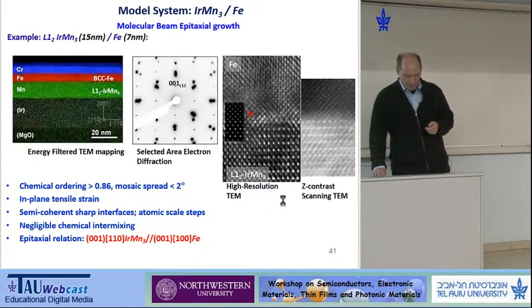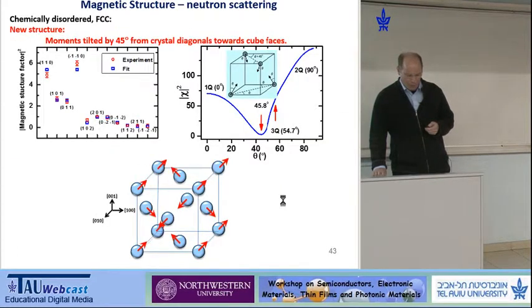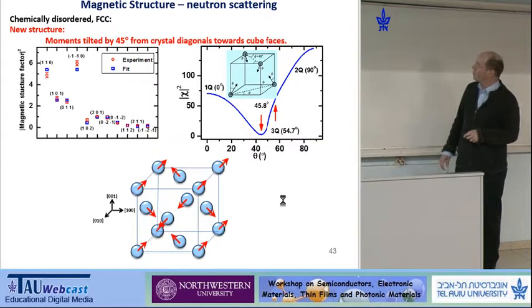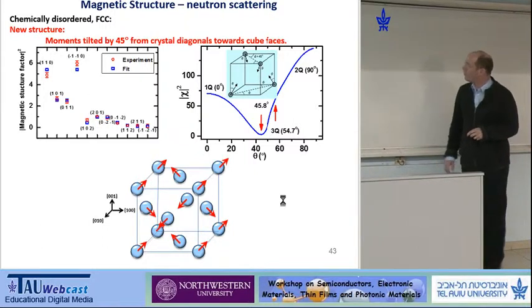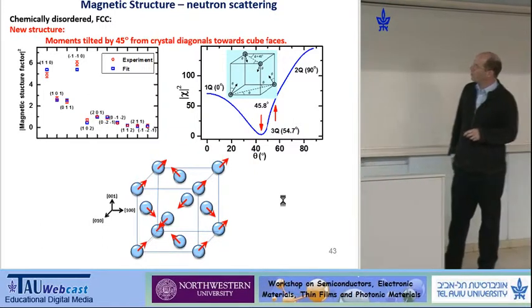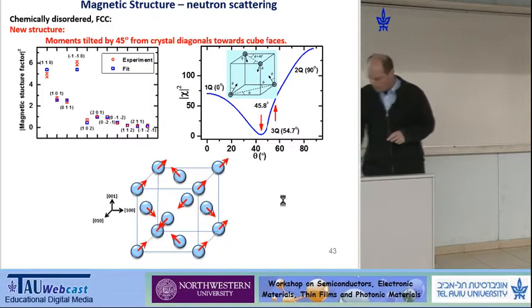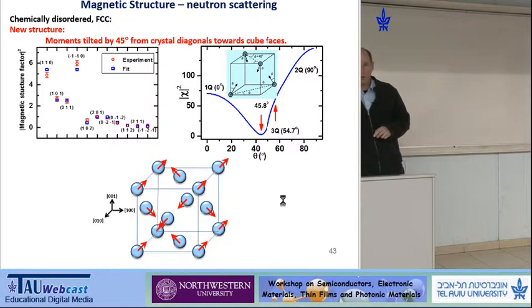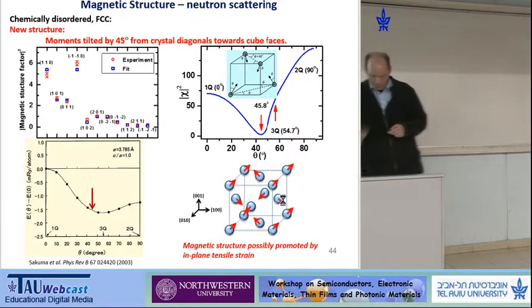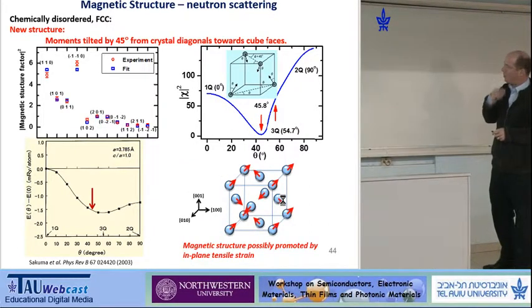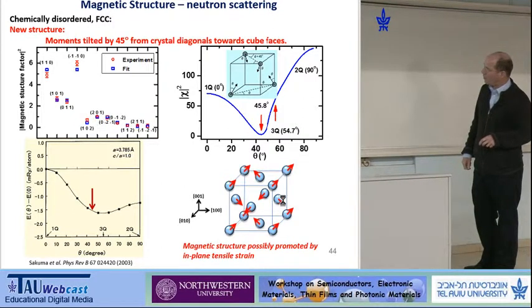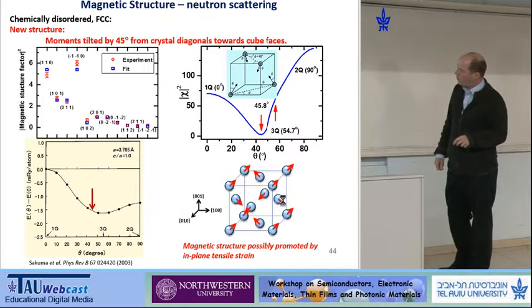So this is a case where we used neutron scattering in order to determine its structure. And we found for this chemically disordered FCC case that the moments are tilted by 45 degrees from crystal diagonals towards cube faces. And actually, it doesn't fit the theoretical predictions for bulk. And the reason we think this is happening is because if you look at these calculations in the literature, this will be the energy as a function of the tilting of the magnetic moments with these 3 predicted structures.